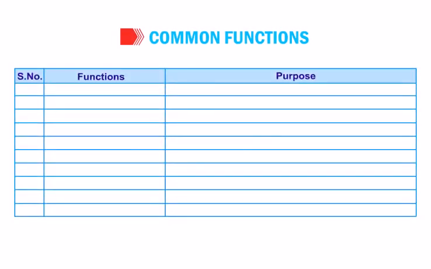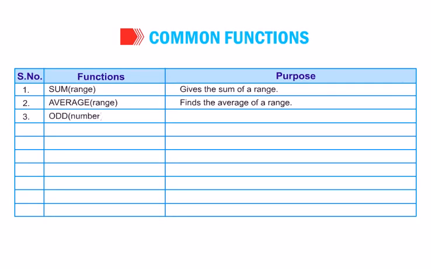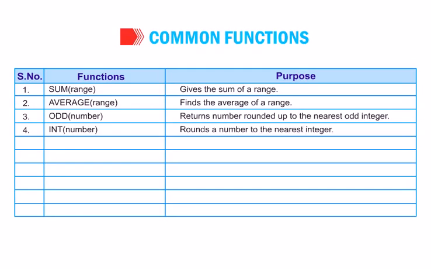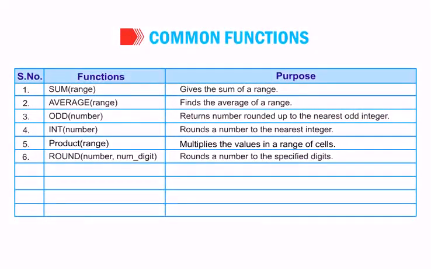Functions and purpose. Number 1, SUM(range). Purpose: gives the sum of a range. Number 2, AVERAGE(range). Purpose: finds the average of a range. Number 3, ODD(number). Purpose: returns the number rounded up to the nearest odd integer. Number 4, INT(number). Purpose: rounds a number down to the nearest integer. Number 5, PRODUCT(range). Purpose: multiplies the values in a range of cells. Number 6, ROUND(number, num_digits). Purpose: rounds a number to the specified digits.